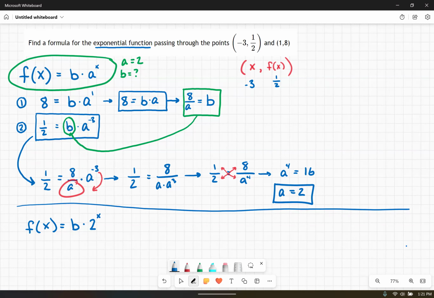When the x value is 1, the y value is 8. So we can say 8 is equal to b times 2 to the first power, or 8 is equal to 2b. And if 8 is equal to 2b, if we divide both sides by 2, that will give us 4 is equal to b.